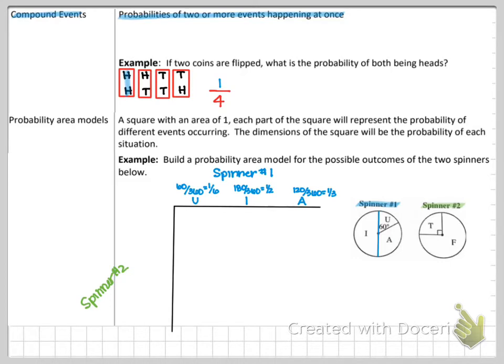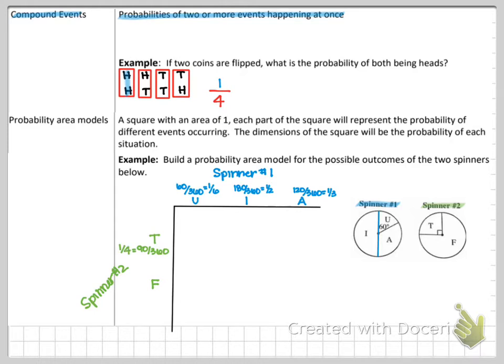So it looks like I only have 2 regions this time. I've got a T and an F. And then I'll build the rectangle that goes with this in just a minute. Okay, T is 90 degrees out of 360. So this is 90 out of the entire circle, 360. But if I simplify that, that's going to give me 1/4.